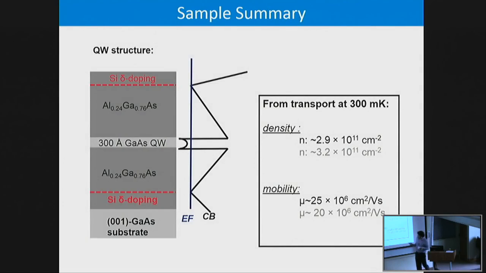Here's just a look at our samples. They're grown by our collaborators at Princeton and Purdue. The two samples we're looking at had densities close to 3 times 10 to the 11 electrons per centimeter squared and have a mobility of about 20 to 25 million.